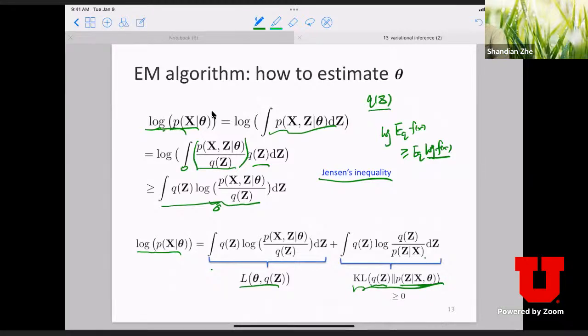You can try to add the two terms together. They are all integrals with respect to z, so you just merge the two log terms. Essentially it's log P(x, z given theta) over Q(z) plus the logarithm of Q(z) over P(z given x), inside the integral.